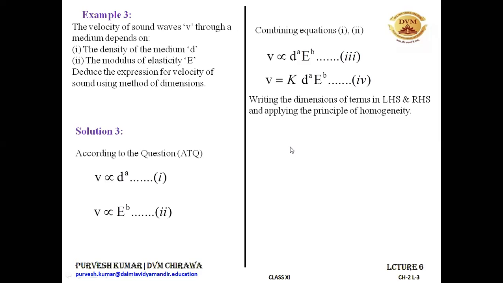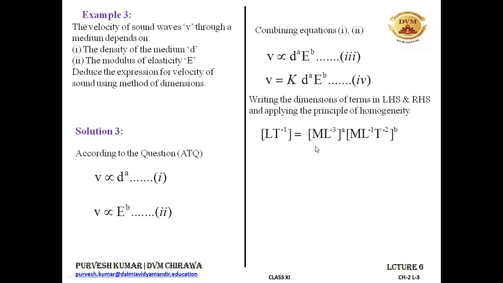So writing the dimensions, we can write it like this. For velocity, I can write LT minus 1. For density, I can write ML minus 3, and the power is A. For capital E, that is modulus of elasticity, I have to write ML minus 1 T minus 2, and the whole to the power B. So this is the dimension for modulus of elasticity or Young's modulus. ML minus 1 T minus 2, complete power is B because E has power B in our equation number 4.